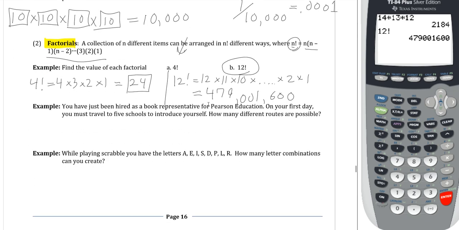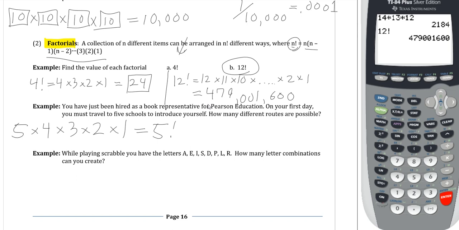Now a couple examples of factorials. You've just been hired as a book representative for Pearson Education. On your first day, you must travel to 5 schools and introduce yourself. How many different routes are possible? Well, when going to these 5 schools, I could go to any of the 5 schools first. Once I've gone to that school, I could then go to any of the other 4. Once I've gone to those 2, I could go to any of the other 3, then the other 2, and then I only have 1 possibility. So this is 5 factorial.